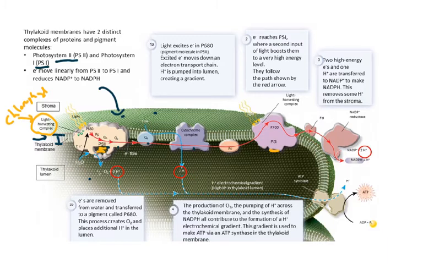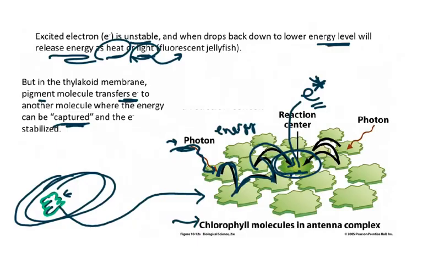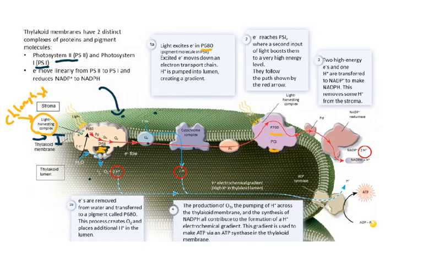And the reaction center is going to be called P680 in PS2, and it's going to be called P700 in PS1. But these are the light harvesting centers within there, and they're surrounded by all of these pigment molecules. So these are the reaction centers. And surrounding them are all the chlorophyll molecules that are absorbing the energy and passing that energy to either P680 or P700.